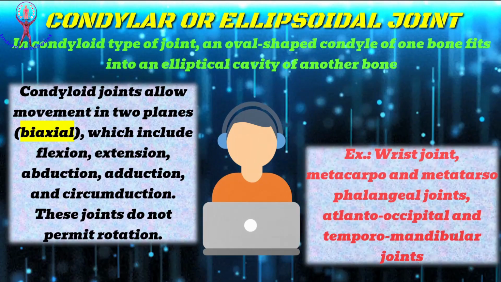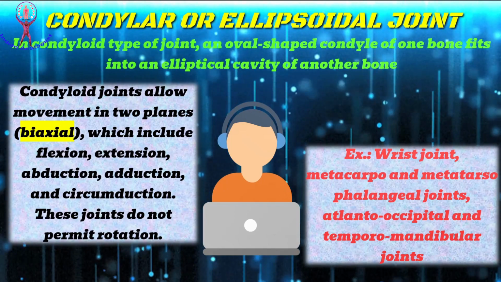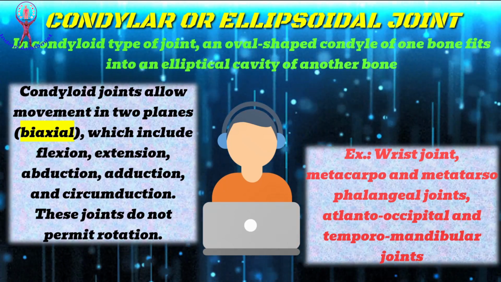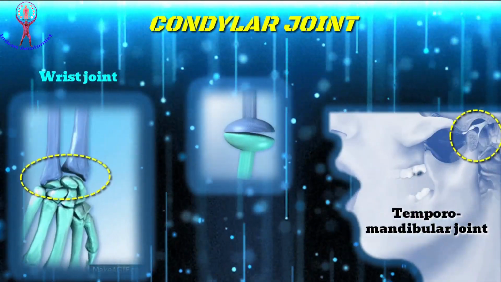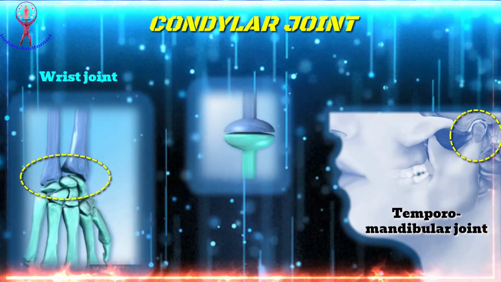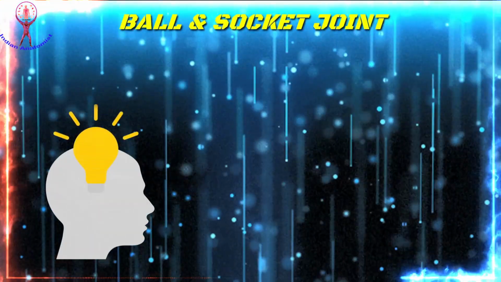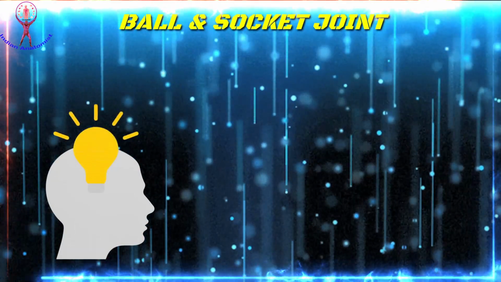The examples are wrist joint, metacarpophalangeal and metatarsophalangeal joints, atlanto-occipital and temporomandibular joints. The provided image displays a few examples of the condylar joint. Now, the last and advanced variety of synovial joint is ball and socket joint.